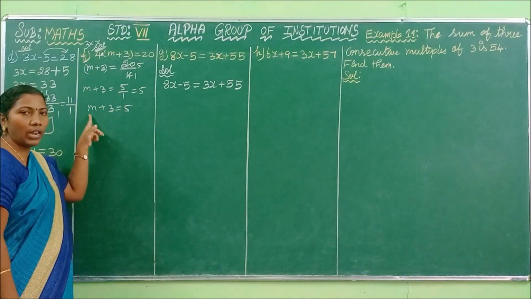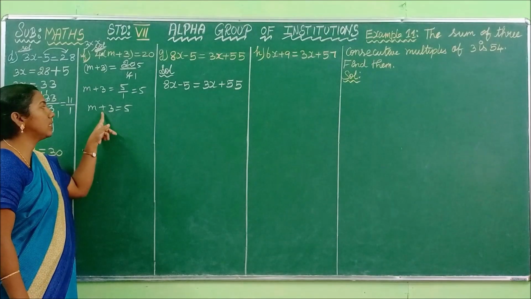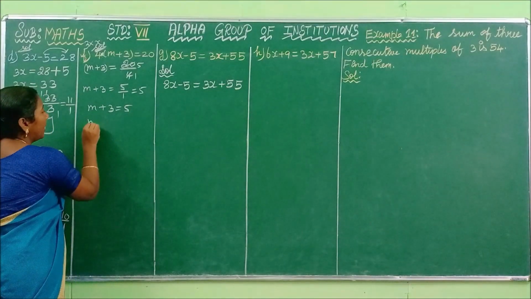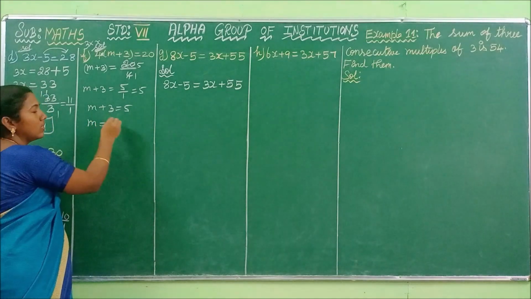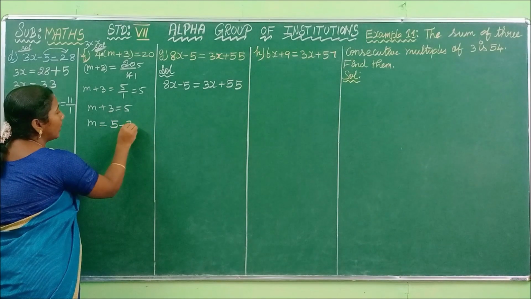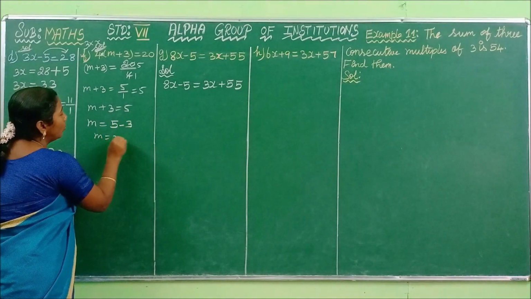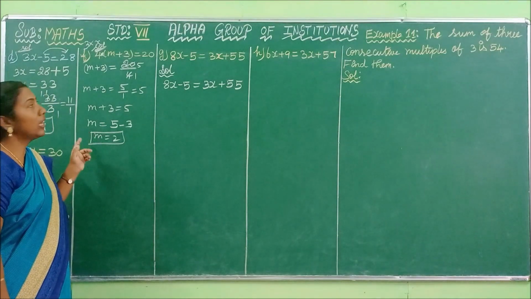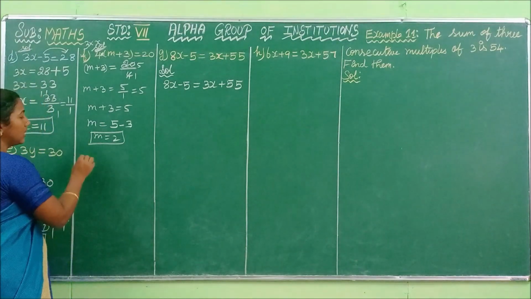In order to find the value of m, we have to bring this 3 to the RHS, that is the right hand side. So its sign should be reversed. So 5 plus 3 became 5 minus 3. m equals 2. Thus we have found the value of that unknown variable. Now I am going to do the second method. What is the second method?